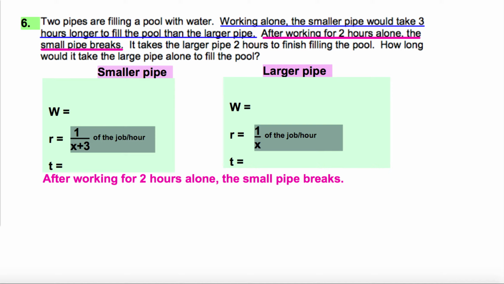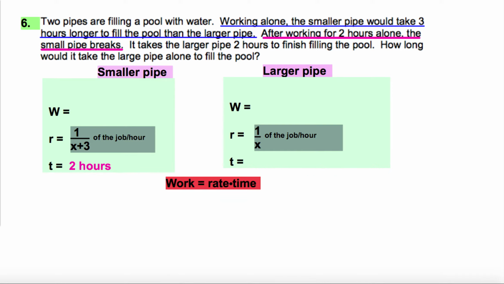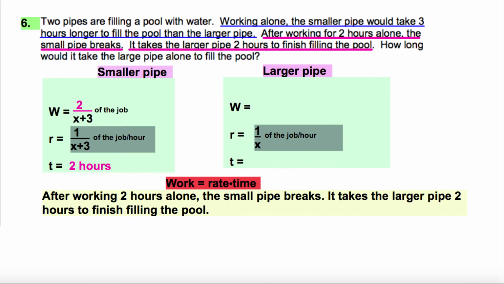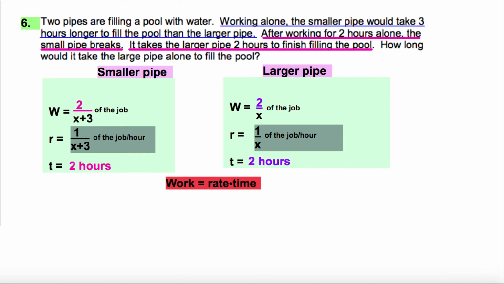After working for 2 hours alone, the small pipe breaks. Time is 2 hours for the smaller pipe, and work is equal to rate times time. Thus, the smaller pipe's work is 2 over x plus 3 of the job. It takes the larger pipe 2 hours to finish filling the pool. Thus, the larger pipe works for 2 hours too. Thus, we can find the work of the larger pipe to be 1 over x times 2, or 2 over x of the job.